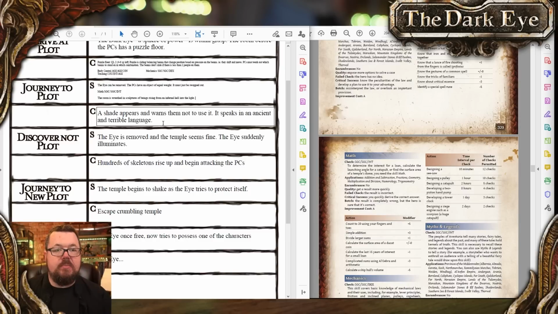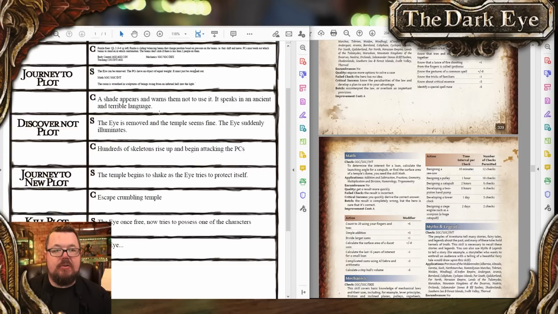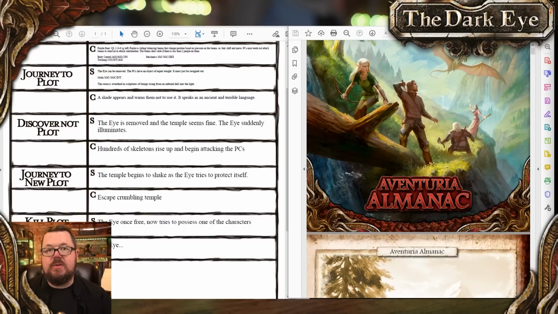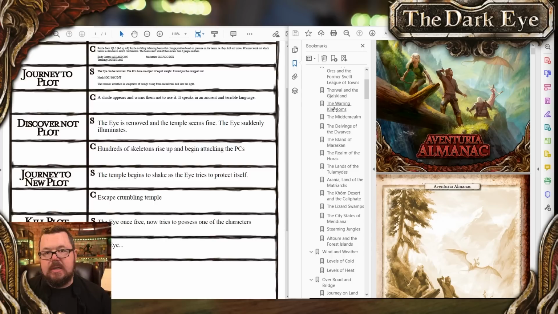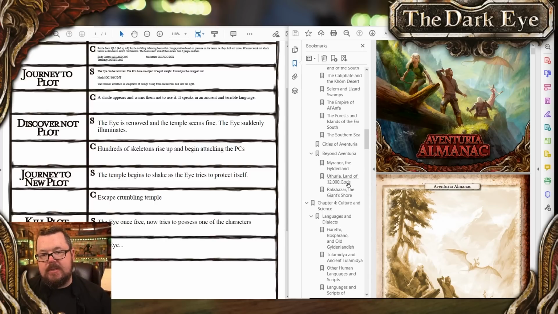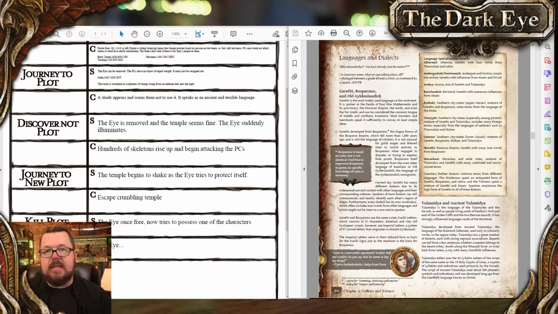We then have a shade who appears and warns them not to use it. It speaks an ancient and terrible language. Now, if there's one thing that the Dark Eye has, it's languages. I'm actually going to need to open another book for that. We've got the Aventuria Almanac. Let's open up that thumbnail and go looking for languages. Here we go. Languages and dialects. Right. And now we can close that. So the languages and dialects, language specialization, Garethi.